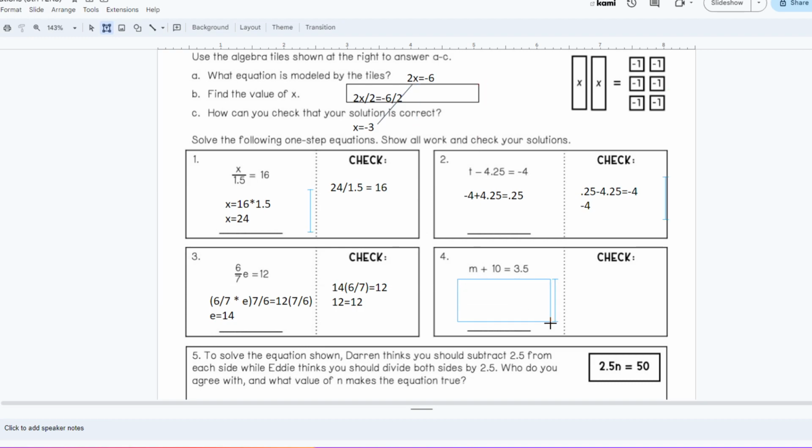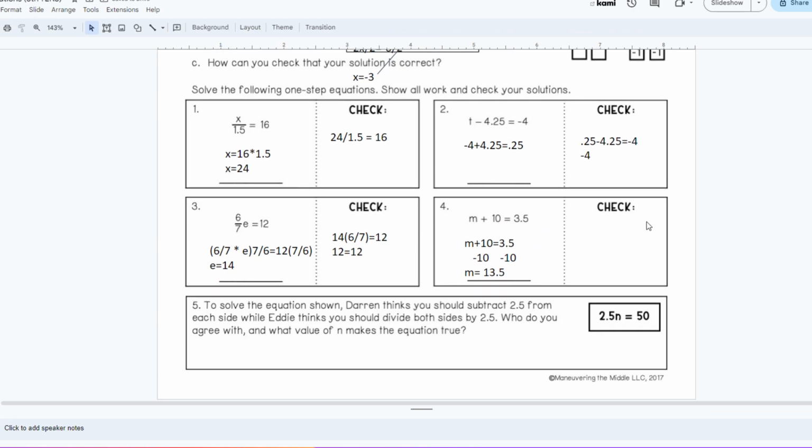n plus 10 equals 3.5. We just are going to think about opposites once again. The opposite is going to be subtract 10. Subtract 10, see how I did it to both sides of the equation? And I get m equals 13.5. If you want to check that, you can on your own.